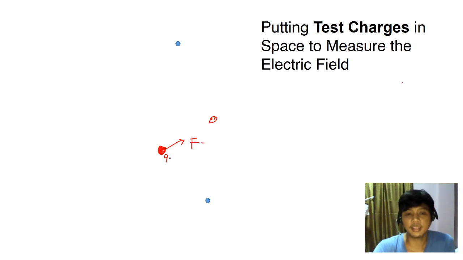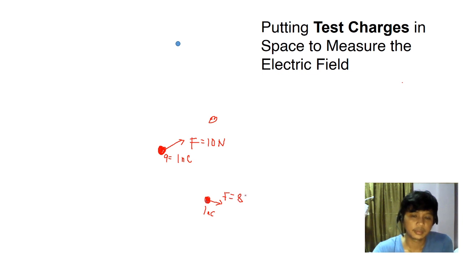Let's say our test charge is 1 nanocoulomb. Let's make it very small. Nano is 10 to the negative 9. And the force is, let's say, 10 newtons. Wow. Why don't we get this test charge and place it here? It's the same test charge, 1 nanocoulomb. We notice that the direction of the force is different, and it's much weaker. 8 newtons.